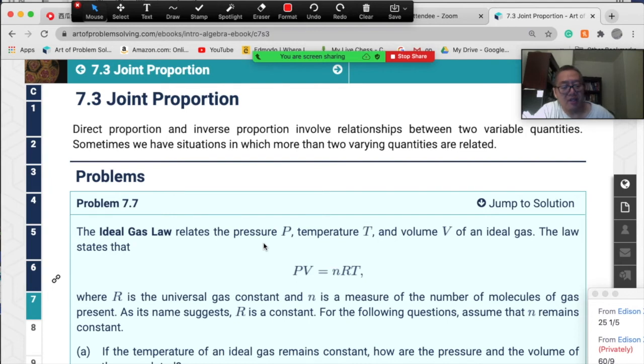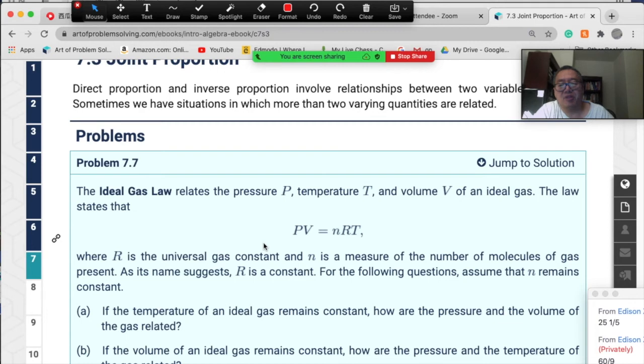Okay? So in physics or chemistry, we have the ideal gas law, related to the pressure P, temperature T, and the volume V of an ideal gas. The law states that the product of pressure and volume equals constant N times constant R times the temperature T. R is a universal gas constant, and N is a measure of the number of molecules of gas present. As its name suggests, R is a constant. For the following questions, assume that N remains constant. So N and R are both constant.